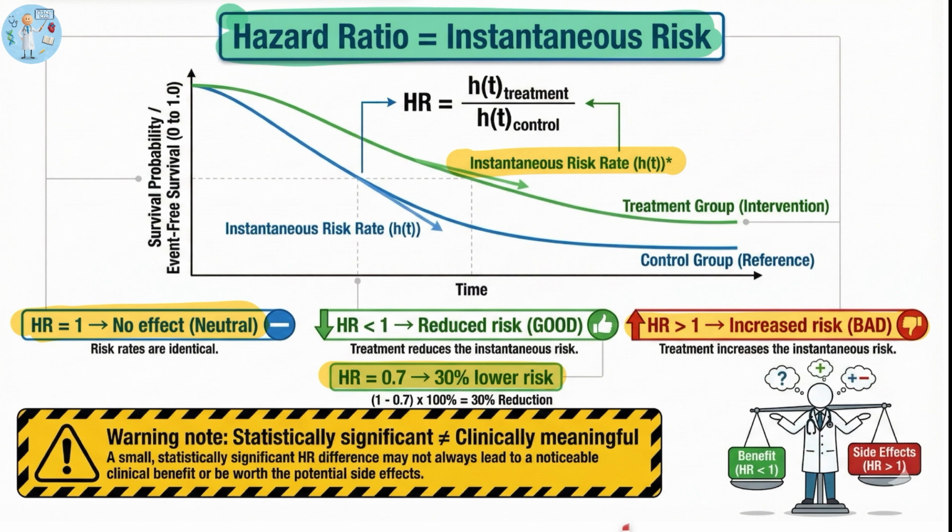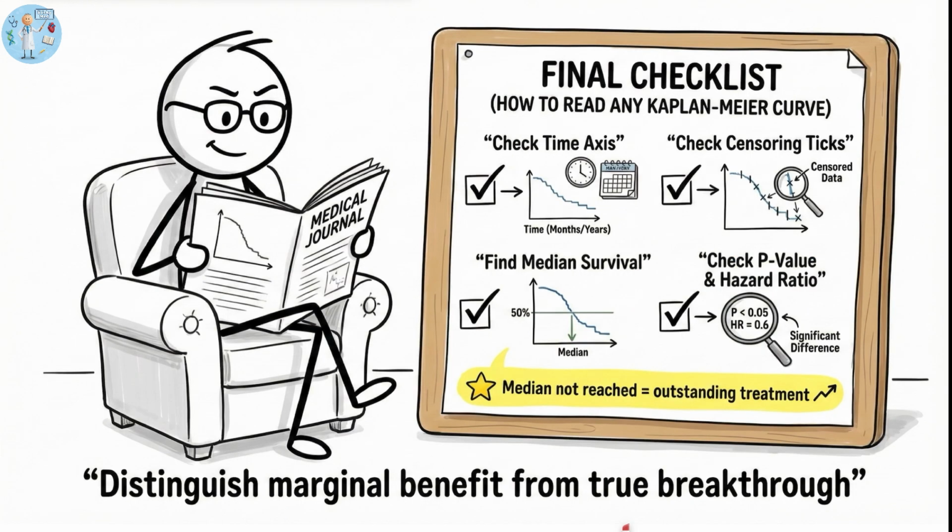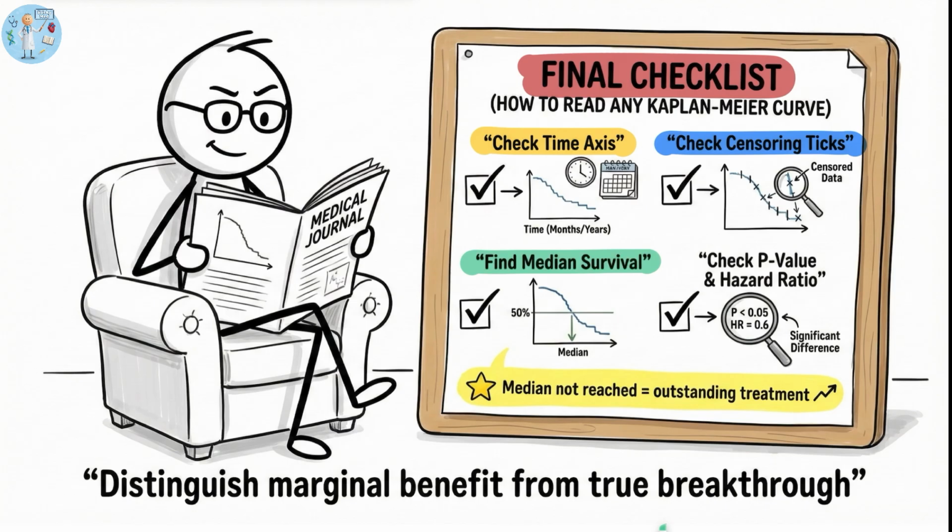Okay, let's wrap this all up. Let's create a quick checklist for anyone reading one of these curves. Four things to check. First, check the axis. Is the time in months or years? Don't let a short time scale fool you into thinking an effect is bigger than it is. Second, check the ticks. Look for those censoring marks. If the tail end of the curve is all ticks and just a few patients, be very skeptical of that data. Third, find the median. Go to that 50% line, draw across, and drop down. It gives you that big headline number.